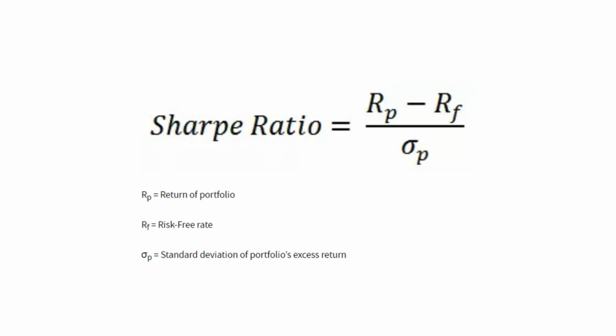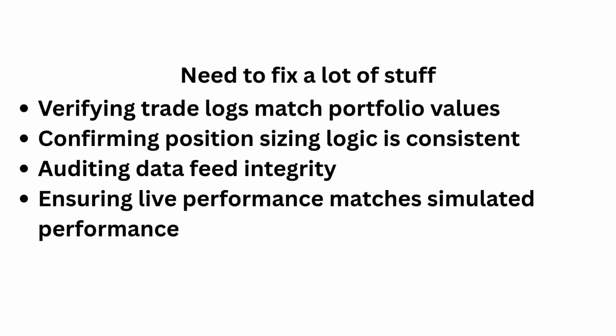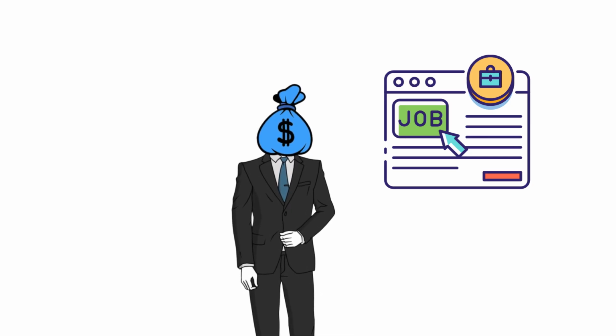So before optimizing Sharpe, I've got to focus on verifying trade logs, matching portfolio values, which I hope is easy. Confirming position sizing logic is consistent, which I'm pretty sure it is based off what I've seen already. Auditing the data feed, making sure that's all together, and ensuring that live performance matches the simulated performance, which is going to be the main focus when I revise this after midterms. So optimization comes after stability. I'm not going to optimize without proper verification.